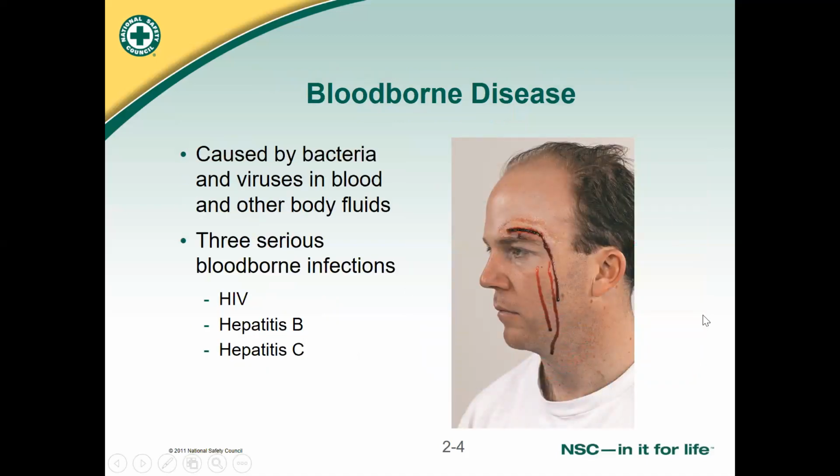So there's a lot of different types of things that you could get infected by, viruses and bacteria. And three of the main bloodborne infections would be HIV, Hep B, and Hep C, but there are a lot of other things that we would like to not spread from person to person.